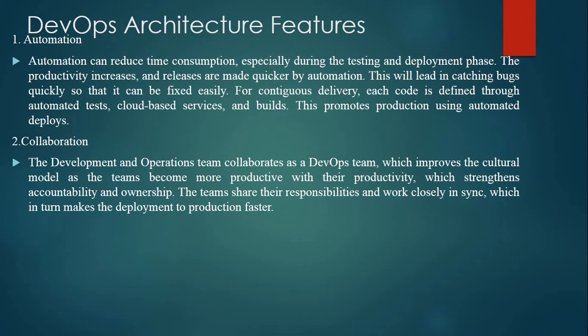Second feature is collaboration. The development and operations teams collaborate as a DevOps team, which improves the cultural model as the team becomes more productive, which strengthens accountability and ownership. The teams share their responsibility and work closely in synchronization, which in turn makes the deployment to production faster.